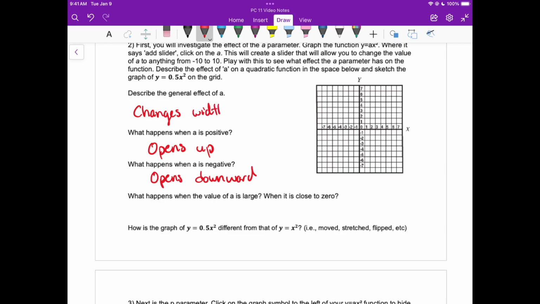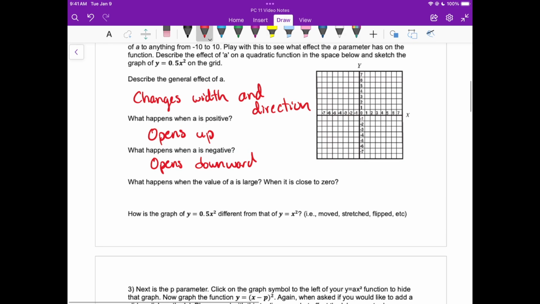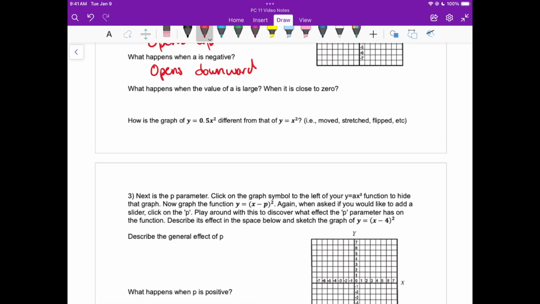I'm not going to go through and fill in every single box of this activity, so I'm going to leave that to you. I'm just going to hit the high points. So that's our main effect. A changes the width and the direction. And if you look at 0.5x squared versus x squared, you can see it makes it a little bit wider. If you make it negative, it'll flip it upside down.